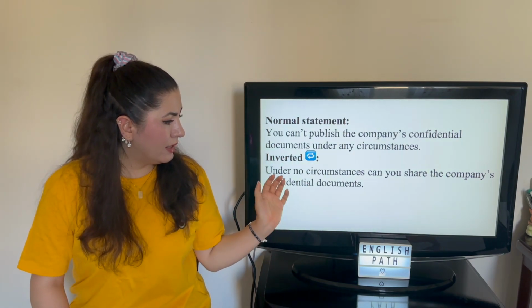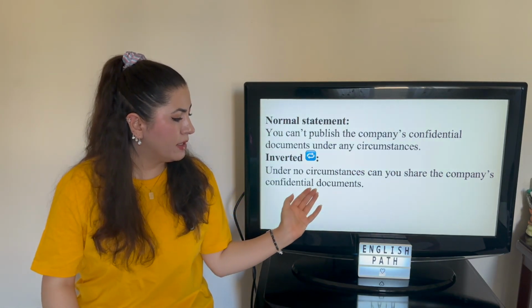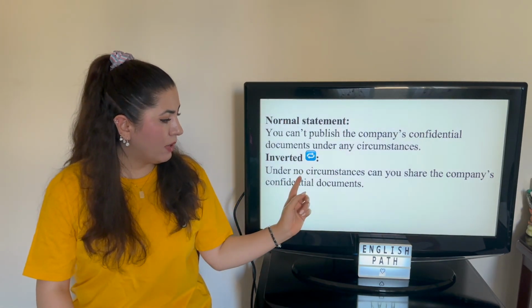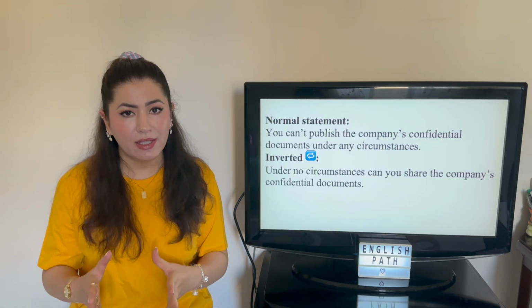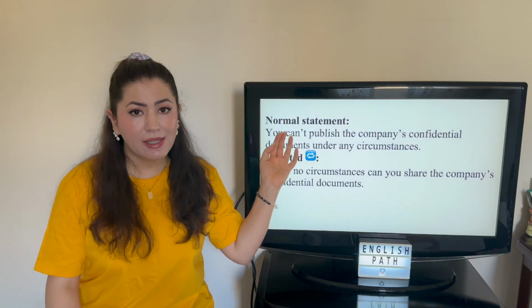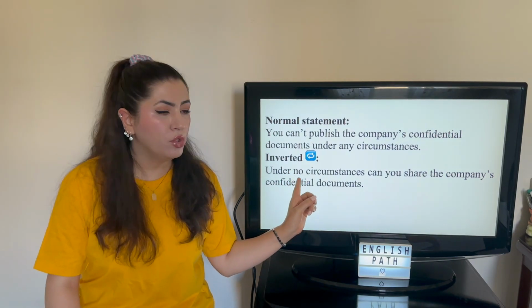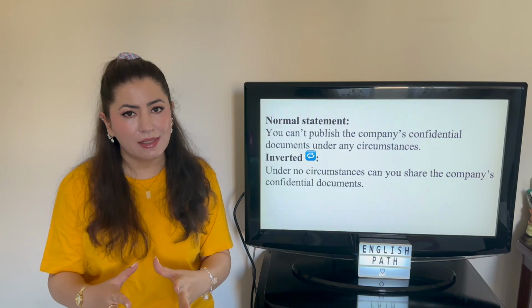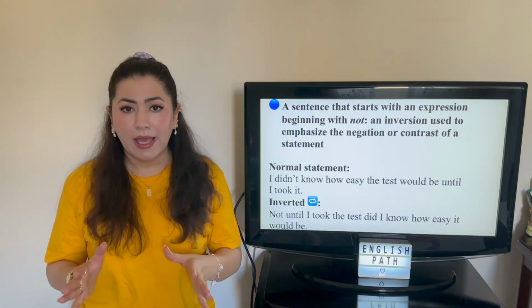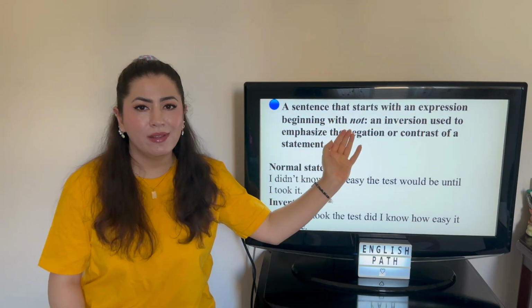The inverted version is, under no circumstances can you share the company's confidential documents. I inverted it, and instead of any, I use no. Because in every negative sentence, you can only have one negative word. Here, I had a negative verb, can't. Therefore, I used any. But in the inverted version, I used under no circumstances, which already makes the sentence negative. So the verb has to be positive. Can you share?